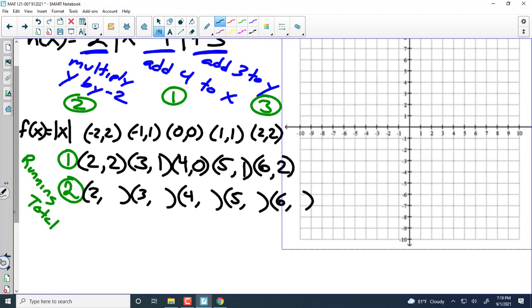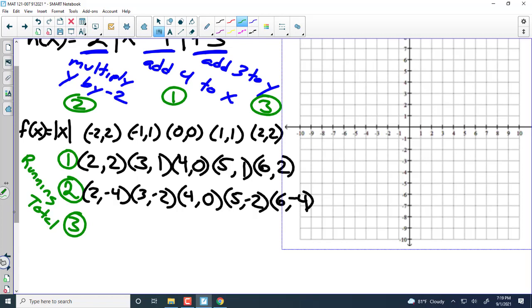So now I'm going to multiply every y by -2. -4, -2, 0, -2, -4. I just multiplied every y value by -2. I have now both stretched and reflected the graph. There is one thing left to do. What is that?